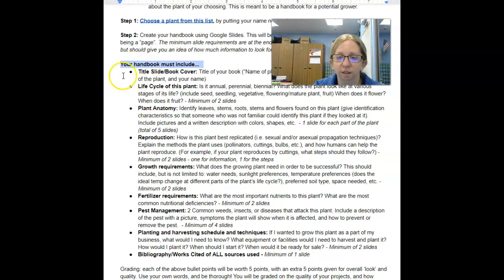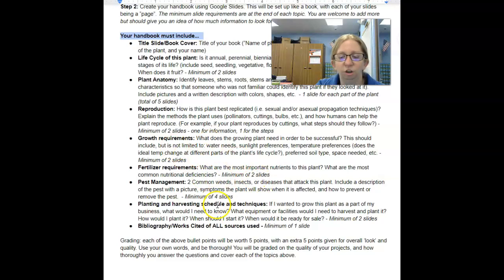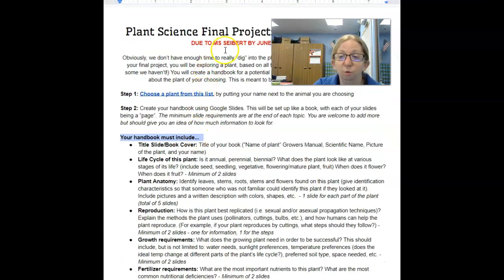So the handbook that you're going to create has to include all of these topics, and make sure that you are thorough in answering each of the questions and meeting all of the requirements under each of the topics. Each of these bullet points will be worth 5 points, with 5 extra points given for overall look and quality. You can, again, complete this at your own pace, but I need it by June 2nd or before. Again, the sooner you complete it, the sooner I can get it graded and entered so that you have a good idea of what your grade is before the end of the semester. This is going to be our final project.